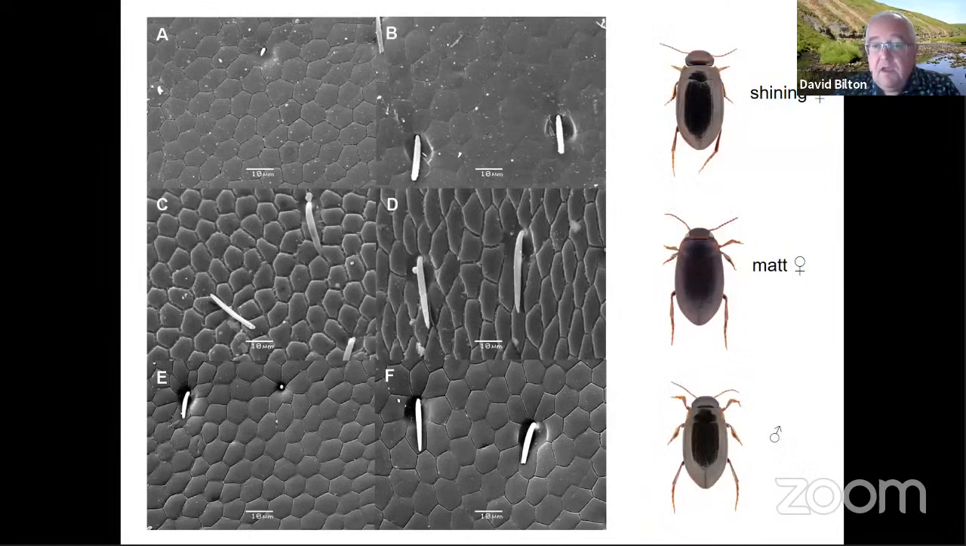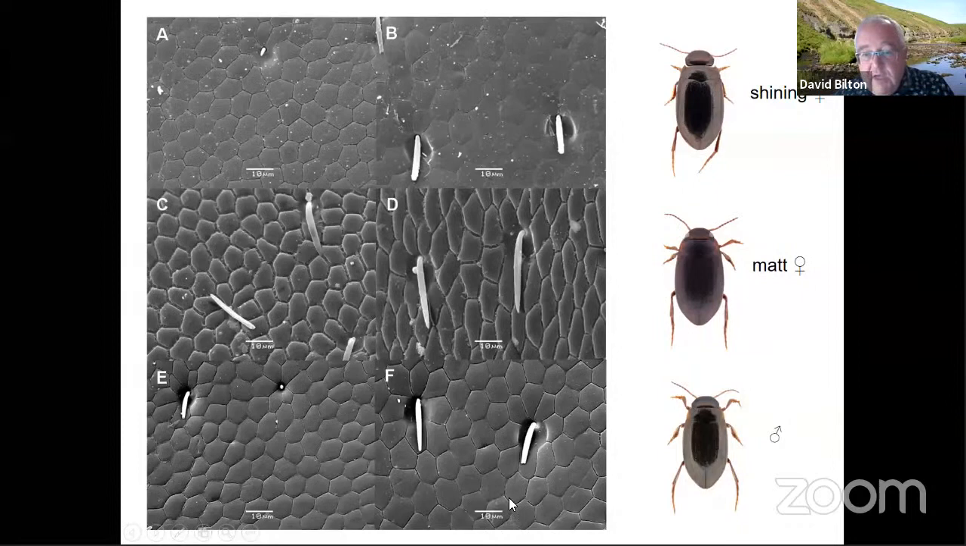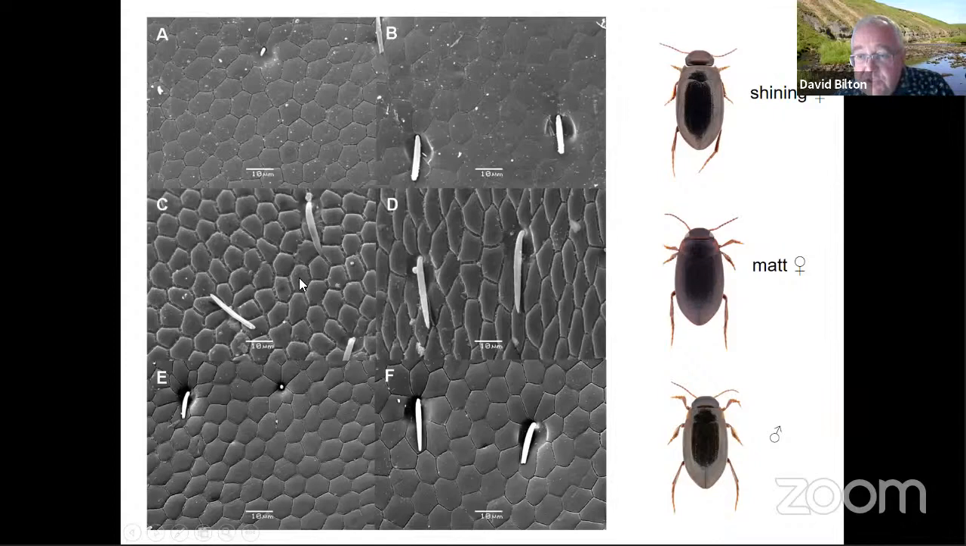And what we found is that the reason why these things are matte is through a modification of the reticulation, the network of scratches, the mosaic of scratches on the microscopic surface of the wing cases and the thorax. This shows the thorax and the wing cases side by side for shining females, matte females and males. And you can see that shining females, the sculpture is very, very similar to what we find in males. But matte females, what's happened is firstly, these little polygons of the reticulation are a bit smaller.